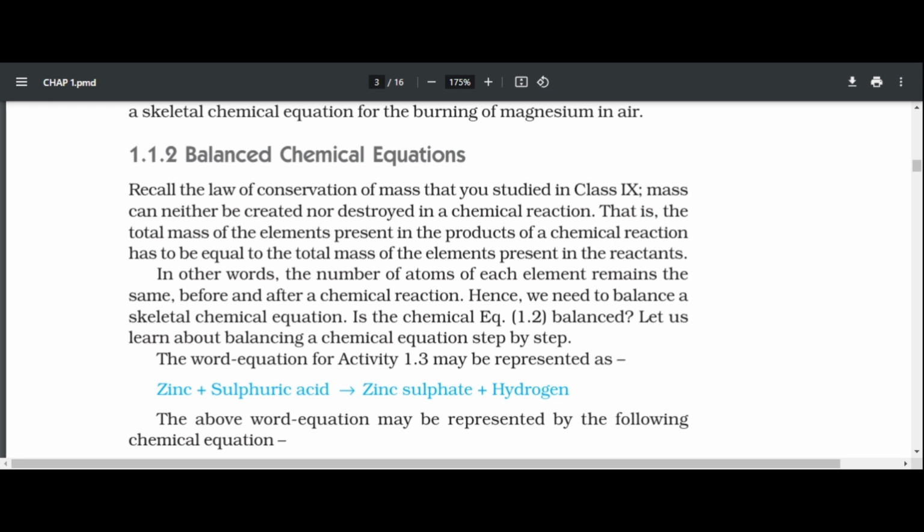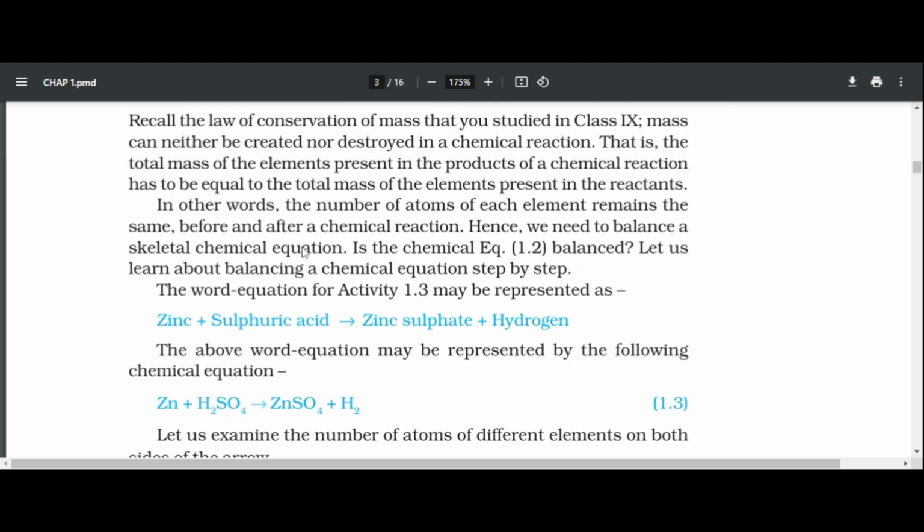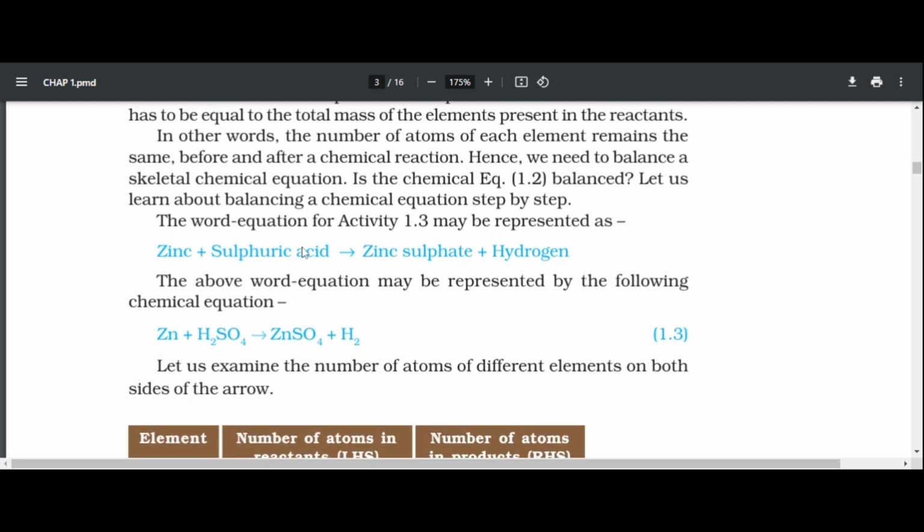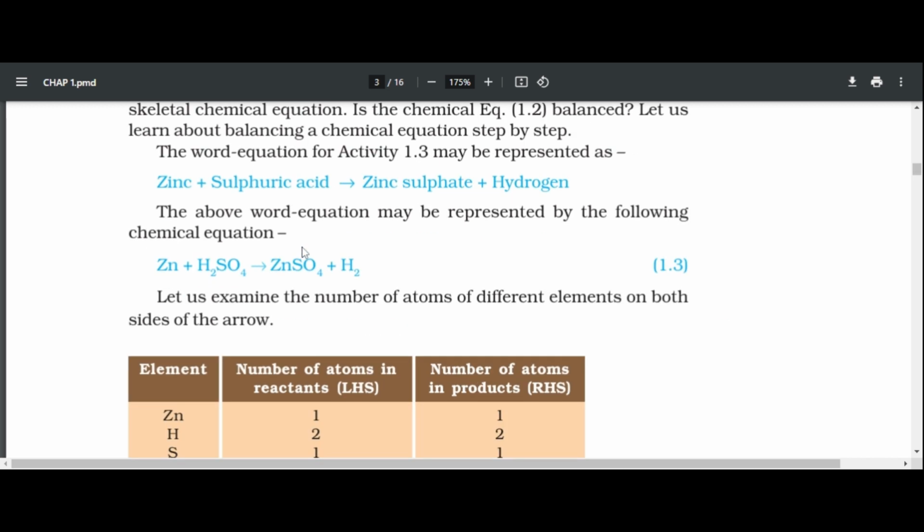Hence, we need to balance a skeletal chemical equation. Is chemical equation 1.2 balanced? Let us learn about balancing a chemical equation step by step. The word equation of activity 1.3 may be represented as zinc plus sulfuric acid gives zinc sulfate plus hydrogen. The above word equation may be represented by the following chemical equation: Zn plus H2SO4 gives ZnSO4 plus H2.